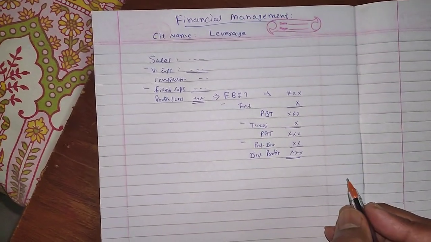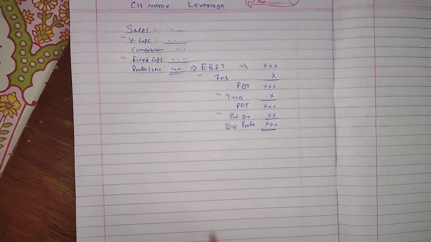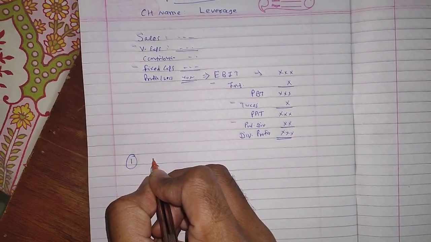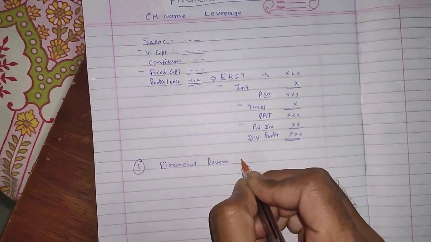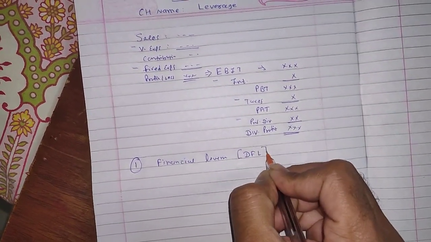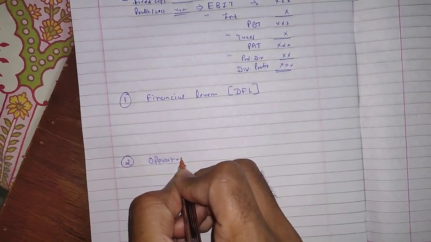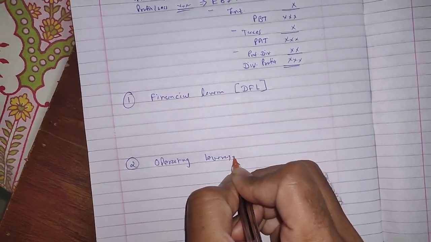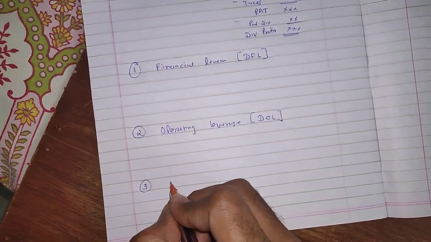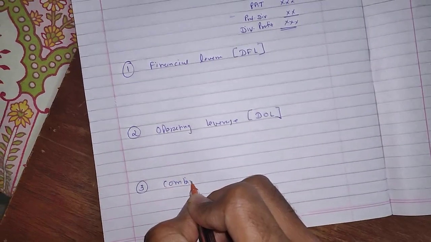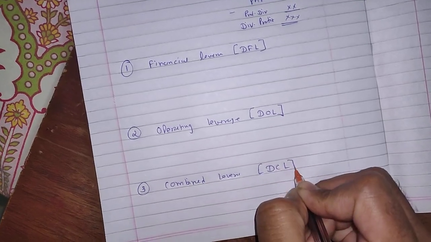Now, we have three important things over here to calculate leverage. First of all, there are three types of leverage. As you can see, first is called financial leverage. We consider it as DFL, degree of financial leverage. Second is called operating leverage. It is known as DOL. And third is called combined leverage. It is known as DCL.